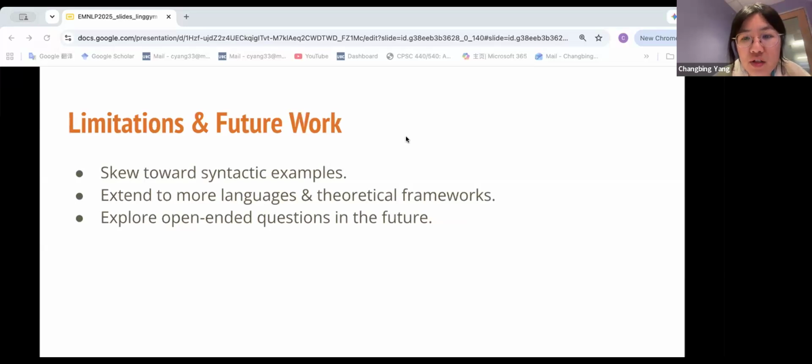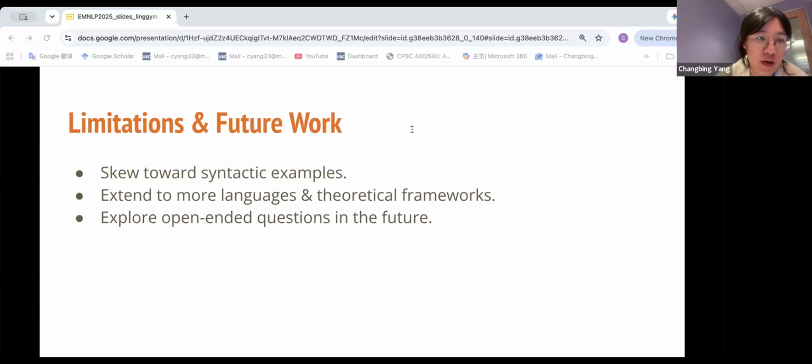So lastly, I want to mention some limitations of our current work. Our dataset is imbalanced, as I said, because it's extracted from grammar books, so it has a natural skew from the reference grammars, which are heavily devoted to the syntax field. And we plan to extend our work to more languages, theoretical frameworks, and open-ended questions in the future, because for now we just want to make sure this experiment is controllable. That is why we chose the multiple-choice question format.